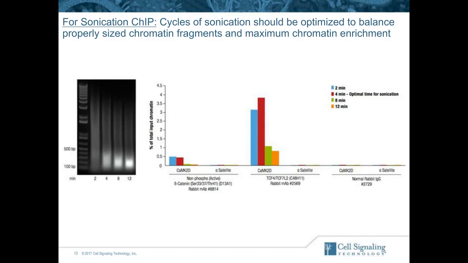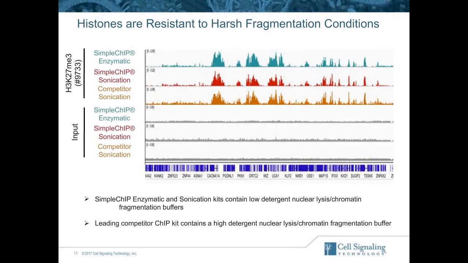And so what you want to do is use the minimal number of cycles that you can to get chromatin around the size of 100 to 500 or 100 to 700 base pairs in length. And that should, if you're using the minimal number of cycles, give you the best enrichment. Now, another thing to consider is the amount of detergent in your sonication buffer. Even with optimized cycles, if you have too much detergent, you can lose signal for some target protein types.